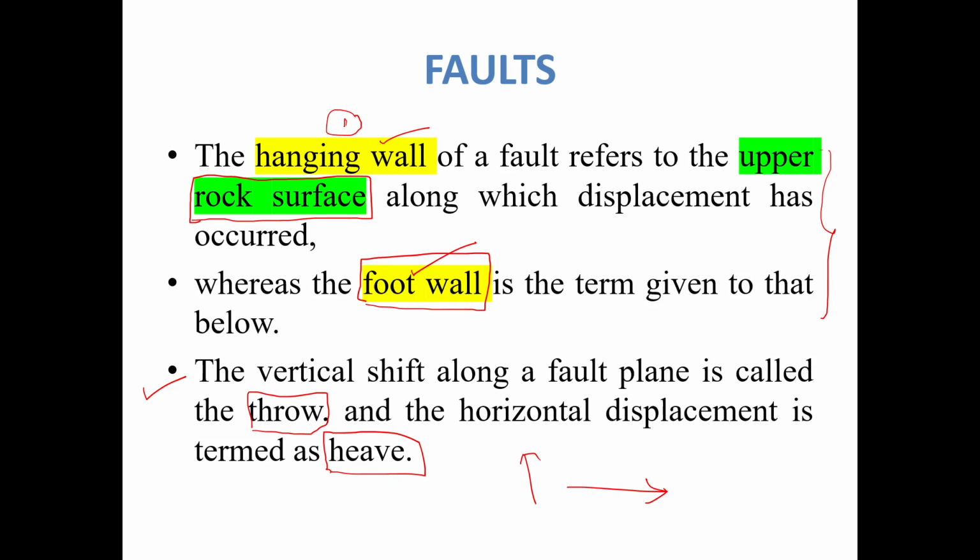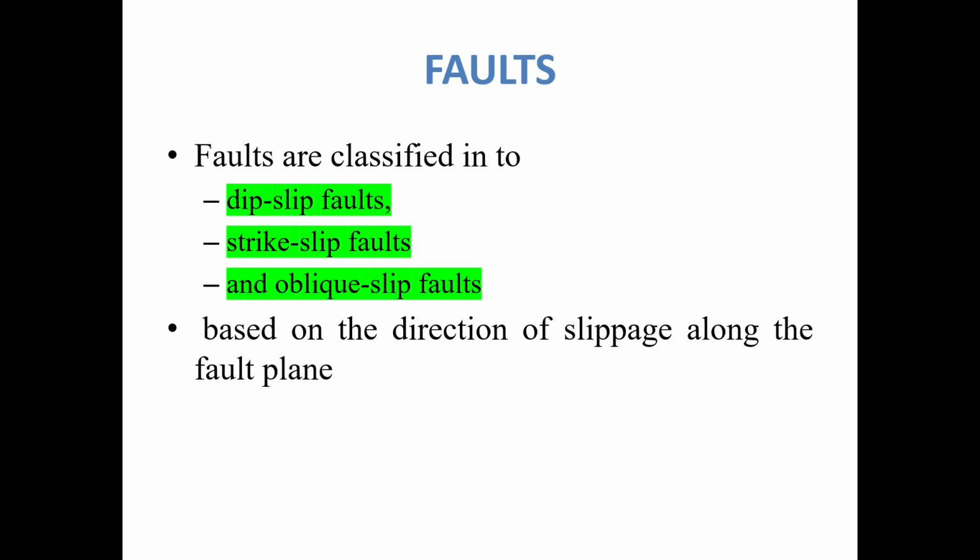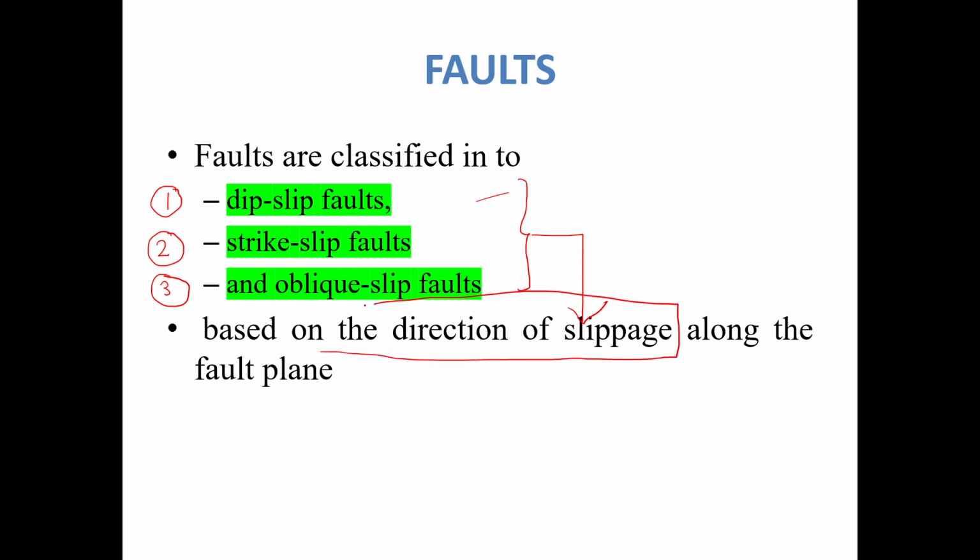Vertical throw, horizontal heave. Before going to see the picture of hanging wall and footwall, we will see the classification. The first one is dip slip fault, the second is strike slip fault, and the third one is the oblique slip fault. Again, we are going to see the pictures of dip slip, strike slip, and oblique slip faults in a very simple manner. These classifications are based on the direction of the slippage. So very important, it depends on the direction. Dip, strike, and oblique are nothing but the directions.